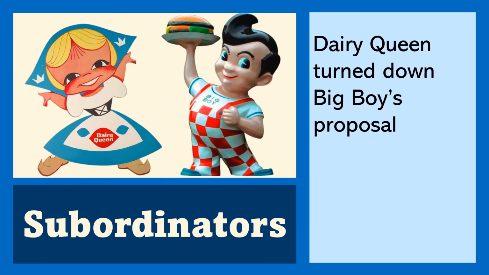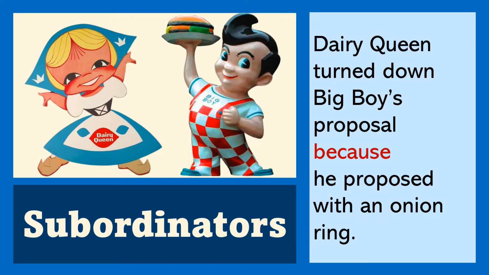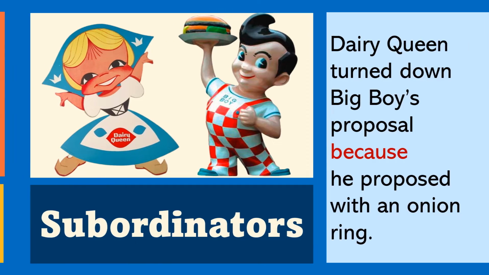Let's take a look at an example. Dairy Queen turned down Big Boy's proposal because he proposed with an onion ring. So we do have two complete sentences in a sense here. We have Dairy Queen turned down Big Boy's proposal, which would work as a sentence by itself. But rather than a comma and a conjunction, we simply have a subordinating conjunction because, and then we have he proposed with an onion ring. Now that could work as a sentence by itself, but when paired with a subordinate conjunction, it becomes subordinate, and therefore we do not have a comma at the end of the word proposal and before the conjunction because.